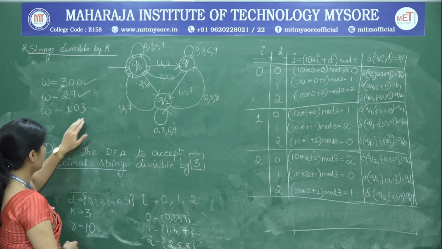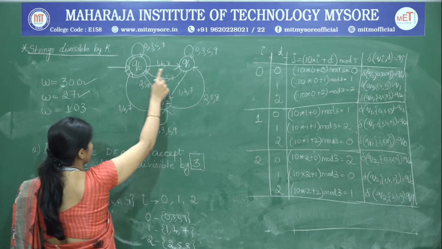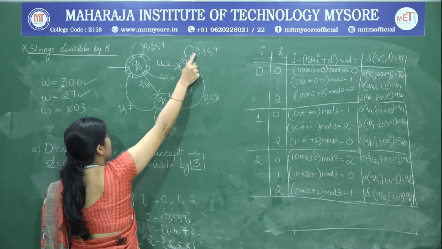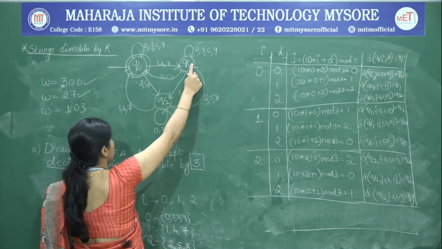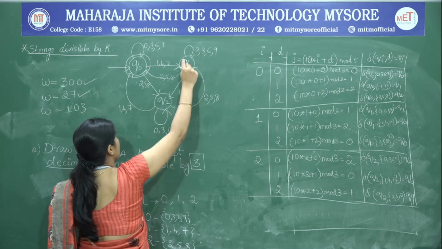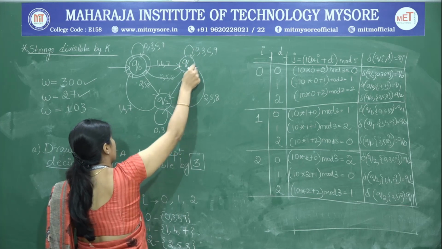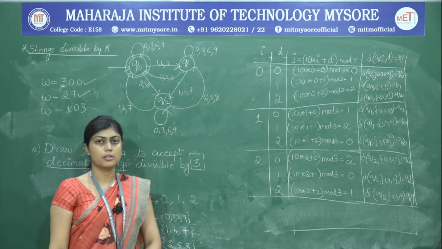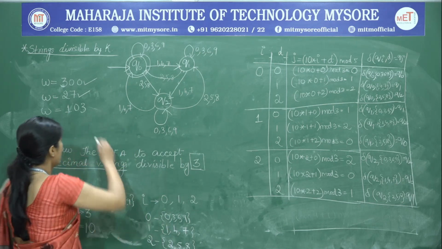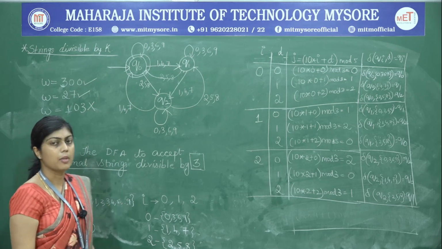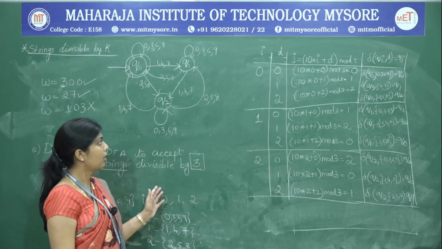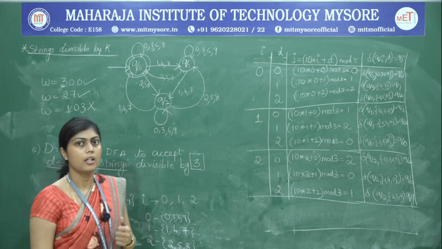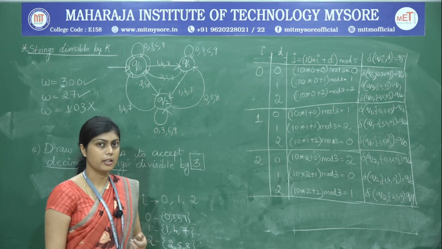Next let us see 103. From q0 on 1 you are going to q1, and from q1 on 0 you are going to q1 itself, and from q1 on 3 you are going to q1 itself. So after scanning all the input symbols, you are at q1, which is not a final state. Therefore 103 is rejected by this DFA. This is the way in which we find the DFA for strings which are divisible by any number.